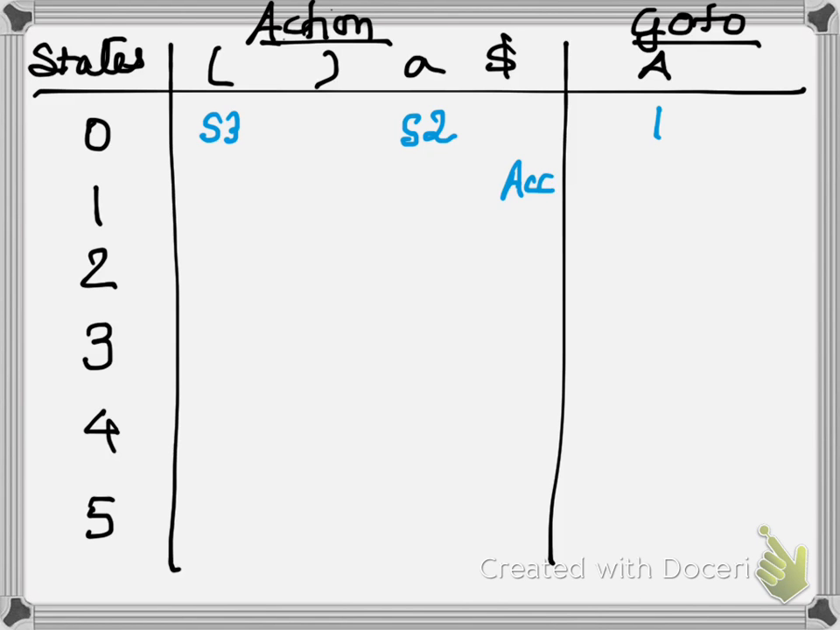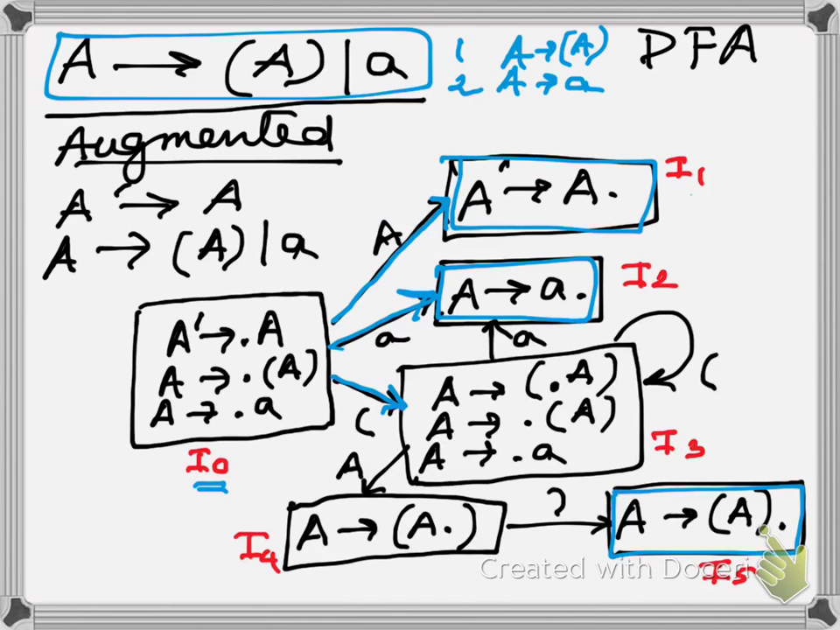So that means 1 on dollar is accept. So let me just repeat. A here is not just any final state. It is the final state of the start symbol of the augmented grammar. So for such a set, if this is the state, then you have to accept on dollar.